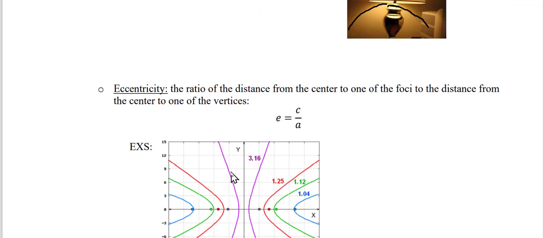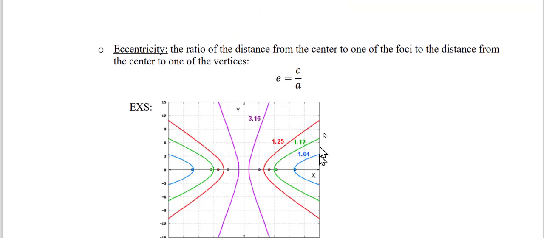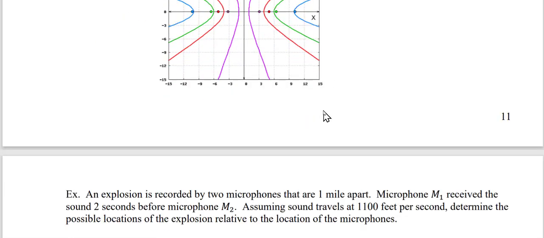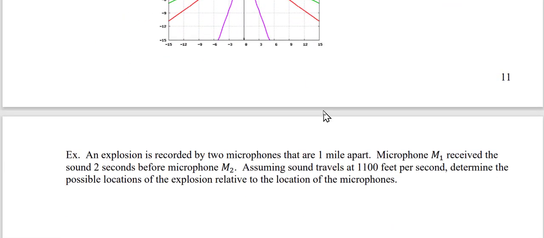A little bit more about the eccentricity. Same thing, you can calculate it as c over a. So this e is c over a. Because the c is always bigger than a, these numbers will be bigger than 1. So notice here the narrower the hyperbola, the smaller the number. The more flattened and spread out it gets, the bigger the number, because the c gets bigger compared to the a. Okay, that's a couple of things with hyperbolas.